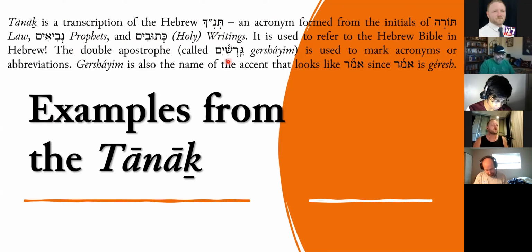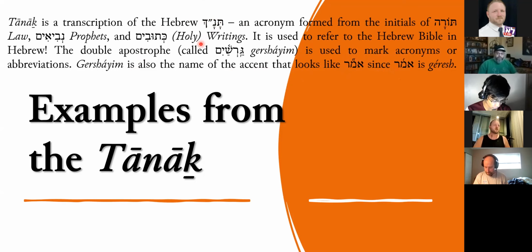The double apostrophe is called gershayim. It could be used for quotation marks or something. It's used to mark acronyms or abbreviations in Hebrew. It just goes right there between the last letter and the next to last one. Gershayim is also the name of this accent. If you see this word here, amar, it's got the gershayim on it. This also indicates trope, a string of notes that you sing for that. A single one is called geresh. Geresh and gershayim are two trope marks from the Bible, and we use gershayim here to mark acronyms.